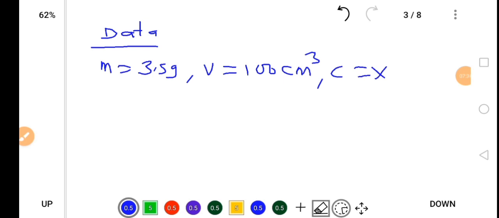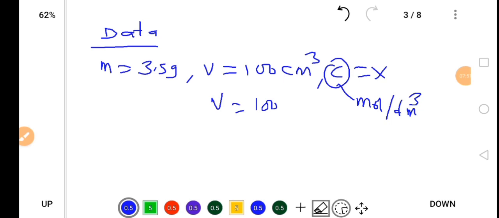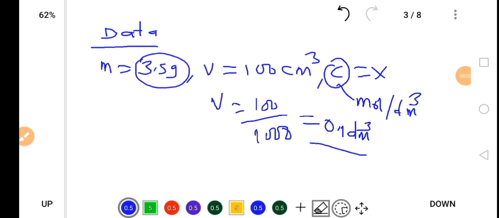Now, this concentration should be in mole per decimeter cubic, meaning it's very important for us to convert this volume to decimeter cubic by dividing this by 1000, which will be equivalent to 0.1 decimeter cubic. We have converted that, and then this mass should be converted to moles because the unit is mole per decimeter cubic and not mass per decimeter cubic.